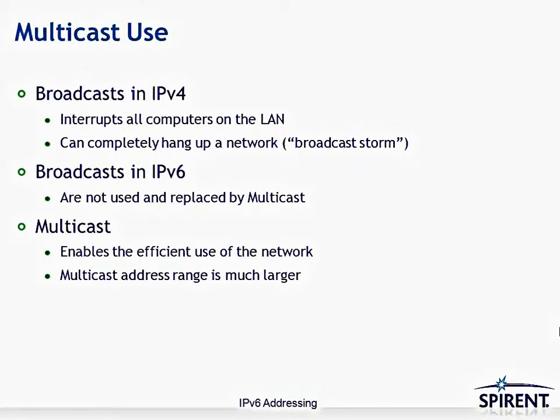How about multicast use? Well, with IPv4, a lot of functions were performed using broadcasts. As we know, broadcast interrupts all the computers on the LAN, and in fact can render a LAN useless in the case of a broadcast storm, i.e. too many broadcast packets on the wire. Broadcasts are not used in IPv6. I mentioned that in part 1 of the IPv6 addressing, but there are certain multicast processes now that enable more efficient use of the network with IPv6 and replace broadcasts instead. In fact, the multicast range of addresses, of course, like everything else with IPv6, is much larger.